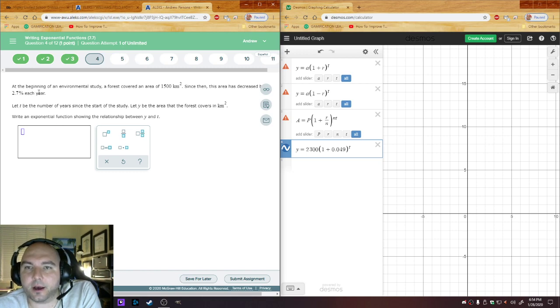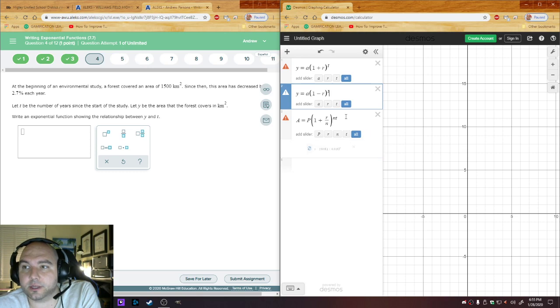At the beginning of an environmental study, the forest covered 1,500 kilometers squared. Since then, the area has decreased by 2.7% per year. So be careful. You want to make sure you're paying attention to the keywords. Decreased means it's going down, so I'm going to use the second choice here, the decay formula. I'm going to plug in there.